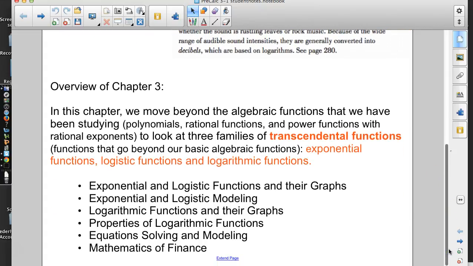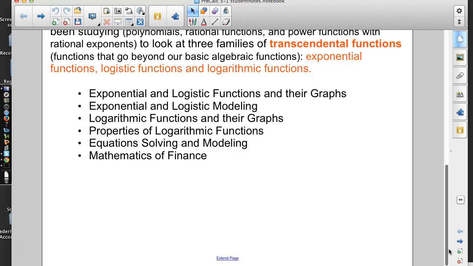So overview of chapter 3. We move into a really cool group of functions called transcendental functions, which are fabulous. So in this chapter, we move beyond the algebraic functions that we've been studying, polynomials, rational functions, power functions with rational exponents, and we look at 3 families of transcendental functions. Those are functions that go beyond what you learned in algebra last year, those that are a little more involved. So exponential functions, logistic functions, and logarithmic functions are going to do that.